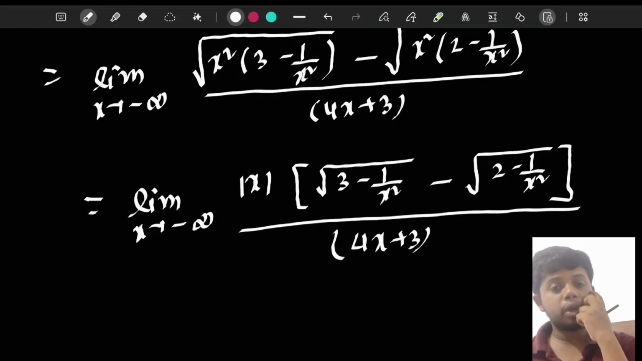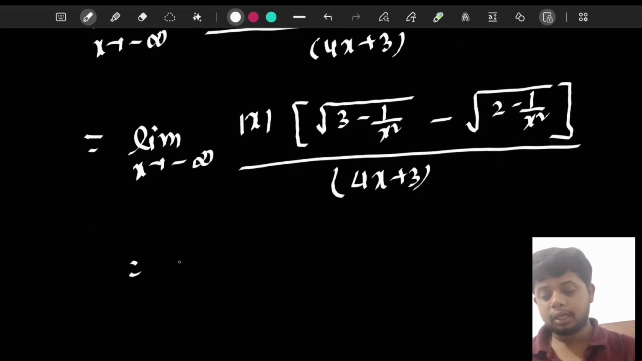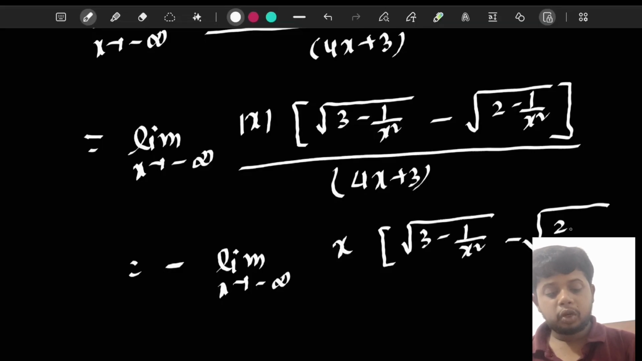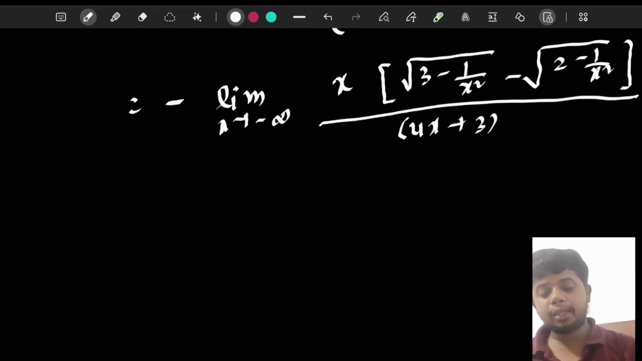Now x is going towards minus infinity, that means mod x will go to minus x. So I'm getting minus limit x tending to minus infinity, x times root of 3 minus 1 by x square minus root of 2 minus 1 by x square, divided by 4x plus 3. Now let's divide it by x.